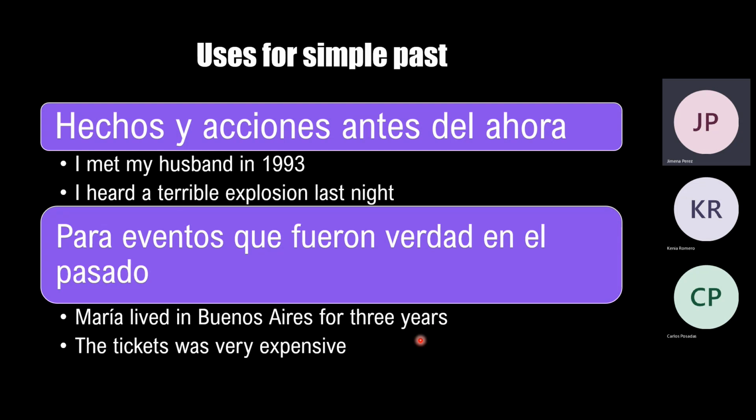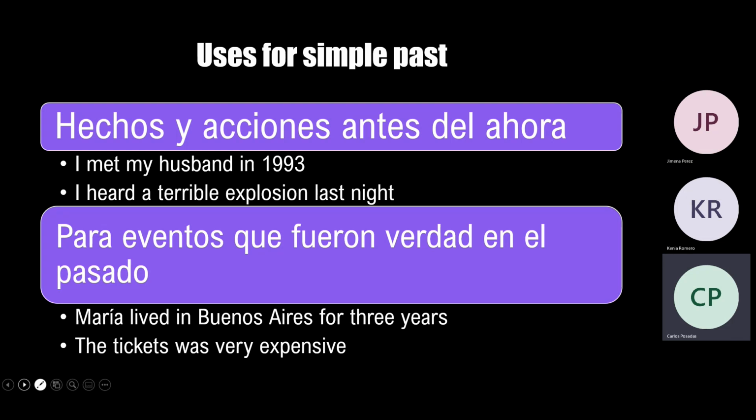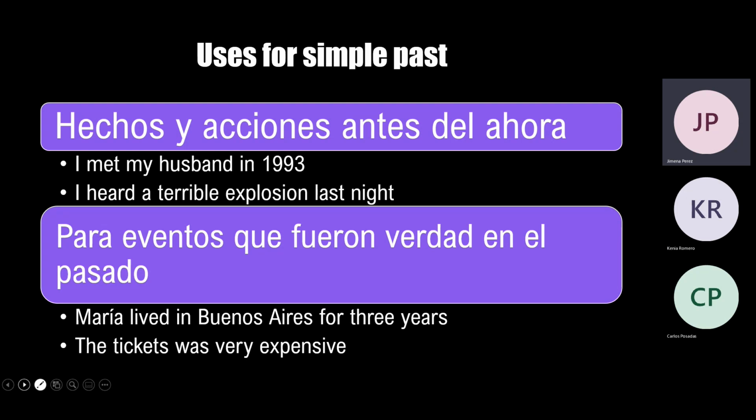Entonces también podemos tener indicadores que nos van a darnos la idea de qué tiempo verbal es el que tengo que usar. Ajá, last night, ago, una fecha en específico. ¿Hasta aquí alguna duda, alguna pregunta? Check the next use.